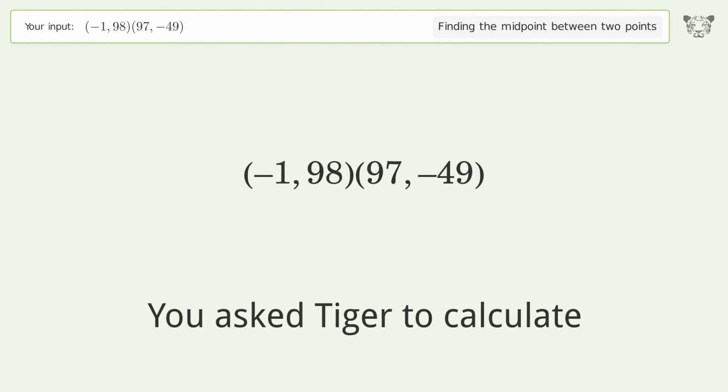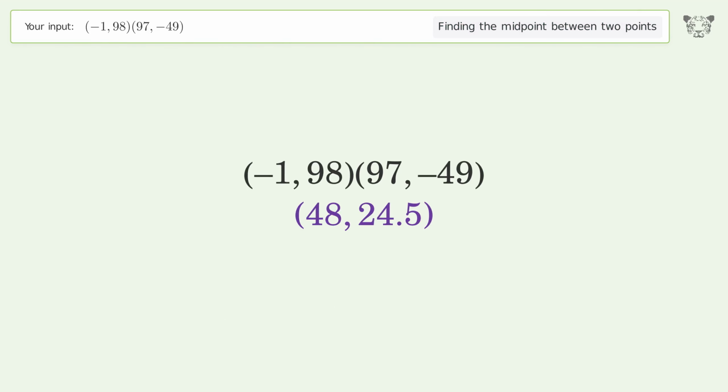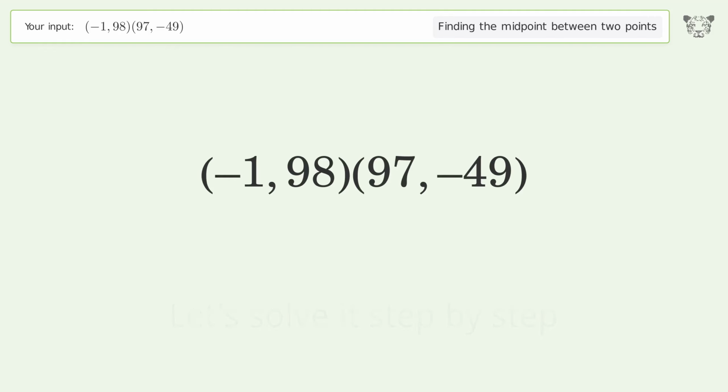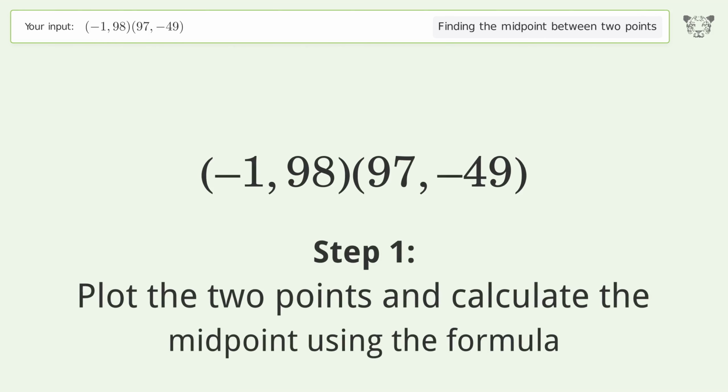You ask Tiger to calculate. This deals with finding the midpoint between 2 points. The midpoint between the 2 points is 48, 24.5. Let's solve it step by step. Plot the 2 points and calculate the midpoint using the formula.